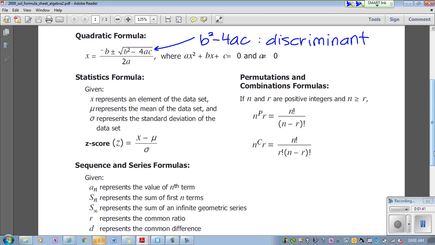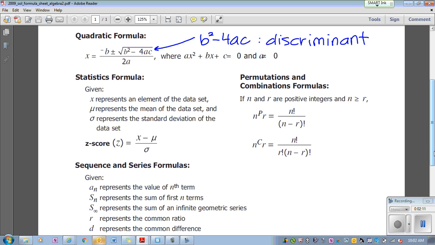B squared minus 4AC, all that stuff inside that square root, that's your discriminant. Remember we talked about the discriminant. If you get 0, it means you have 1 real solution. If you get a positive number, it means you have 2 real solutions. And if you get a negative number, it means you have 2 imaginary solutions. But I do want you to know that that is the discriminant.